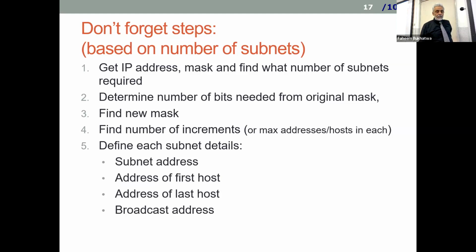Once that's established, determine the number of bits needed from the original mask. So you have the original mask, and then you say, okay, I'm going to split this network into groups, maybe 4. How many bits do I need to represent the number 4, so I can identify each one of them? It's 2 bits. You can write 4 numbers using 2 bits. But if you want 8 networks, then you have to add another bit, numbering them from 0 to 7. Anyway, we'll get to see that.